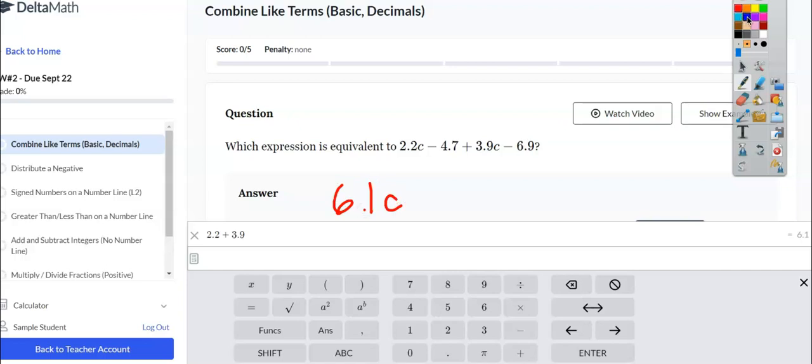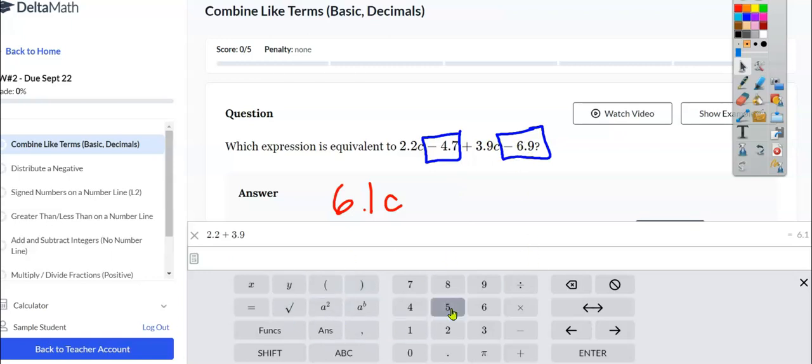Now I have to combine any other terms that are also alike, such as these two, because they both contain no variable at all. Notice when I boxed them in blue that I also boxed the signs that's in front of them. So the first one is a minus 4.7, and the last one is a minus 6.9. Now when the minus sign is in front of your first number, it's like a negative sign. And when the minus is in front of the second number, that's the actual operation.